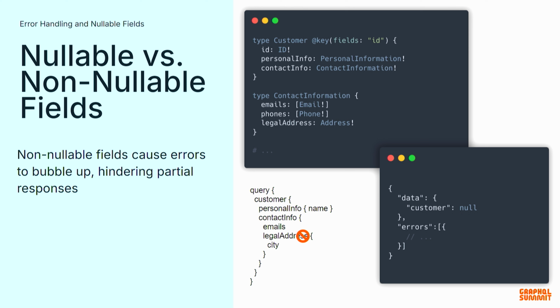And again, that's cool, except we just told our consumers that we would never return null for legal address, which means we have to null out the entire contact info field. So even if we were able to successfully retrieve emails, the user is never going to see that. Also good, except we told them that we would never return a null contact info field. So again, we have to null out now the entire customer object, even if we were able to successfully retrieve some of the other data. Obviously, this is hindering our ability to return partial responses, which is one of the benefits that we really liked about GraphQL in the first place.